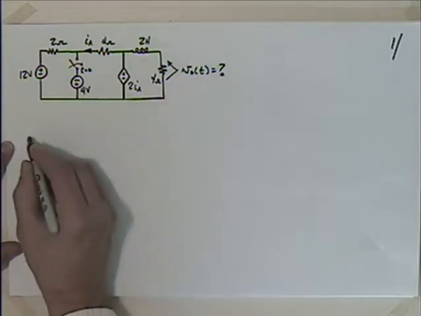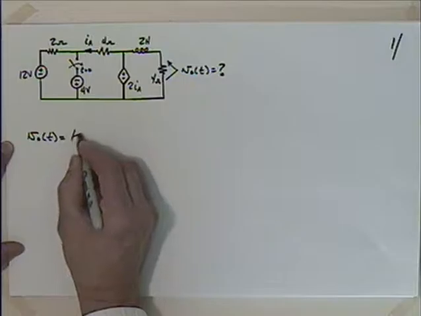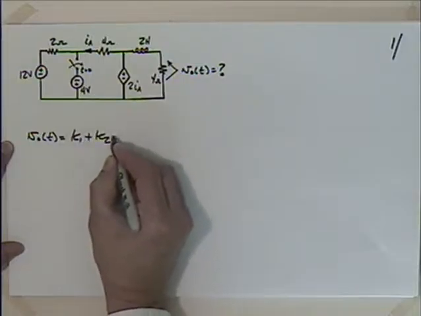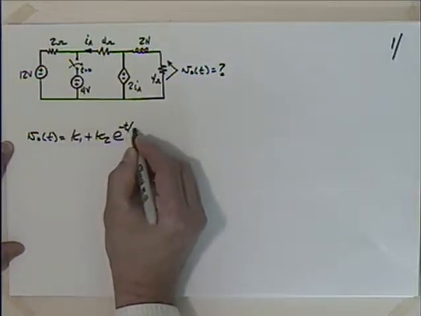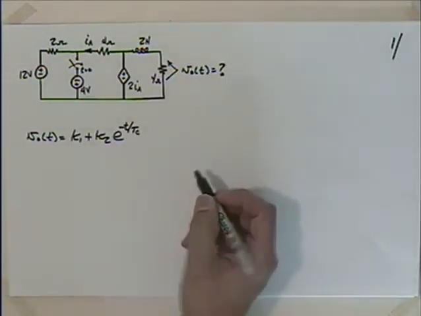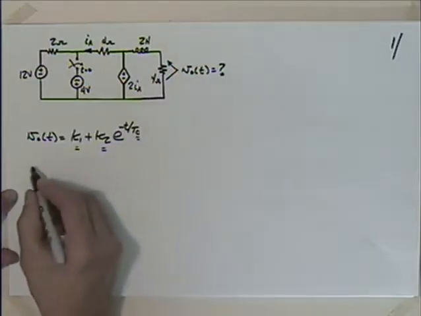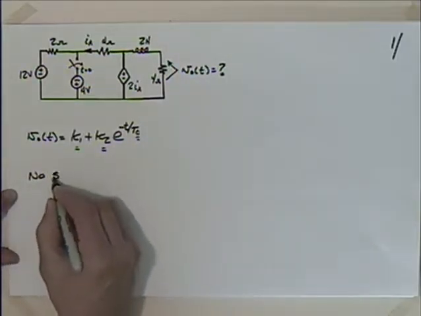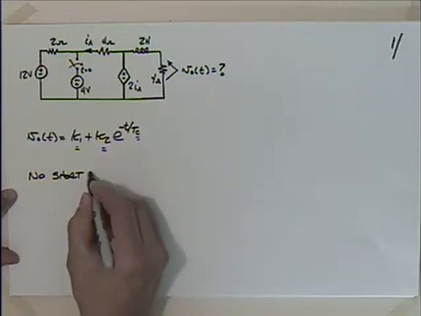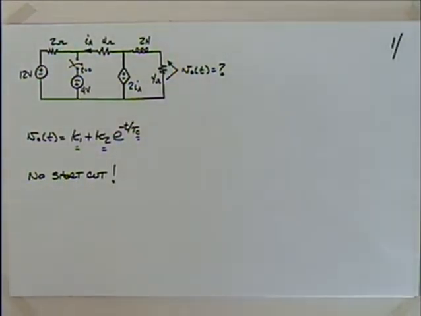Since we're looking for the voltage over there, I could say that V0 of t is going to be equal to K1 plus K2 e to the minus t over the time constant. So all of our work is going to be devoted to coming up with K1, K2, and that time constant. And like I said, no shortcut.